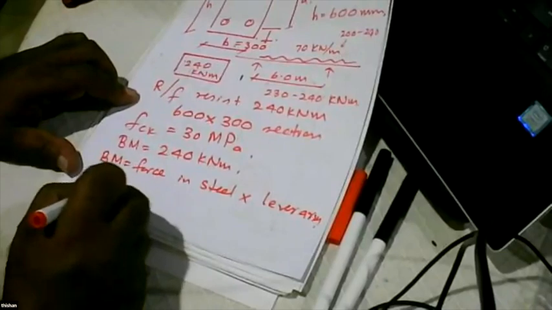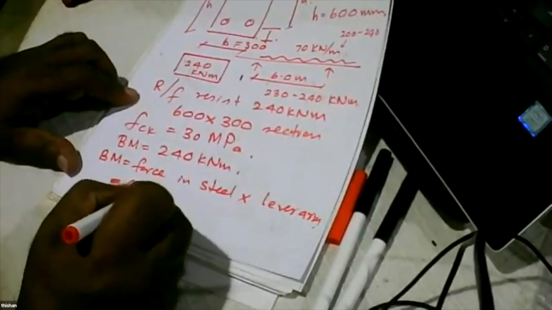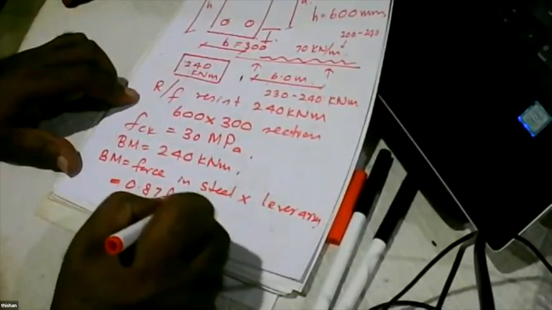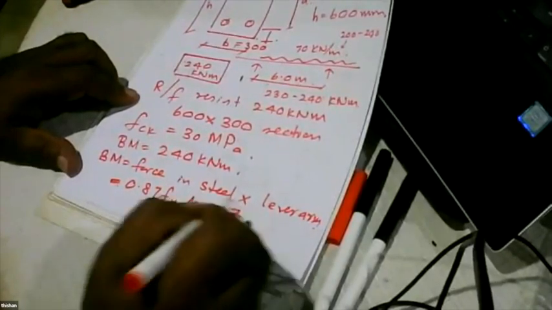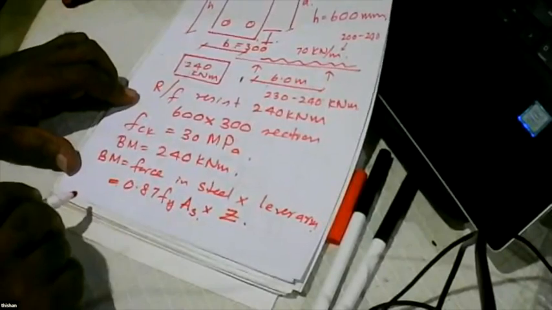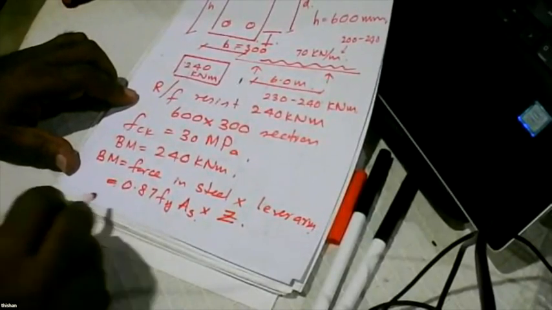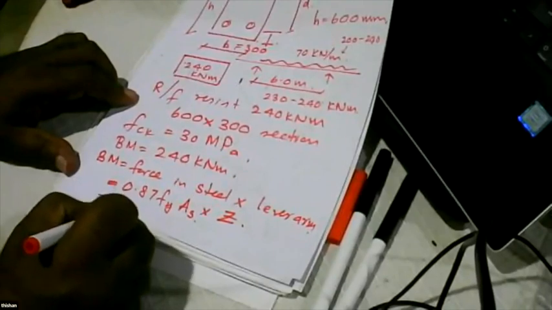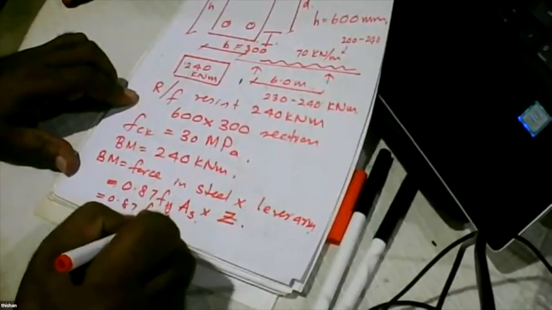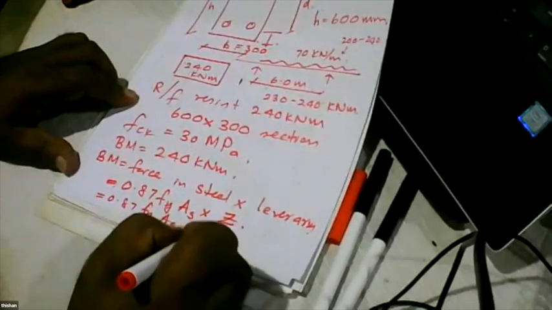So what is the force in steel? 0.87 times Fy times area of steel. And the lever arm is Z. And what is the Z value? Z is equal to d minus s by 2. So that is 0.87 times Fy times As, and that will be d minus s by 2.